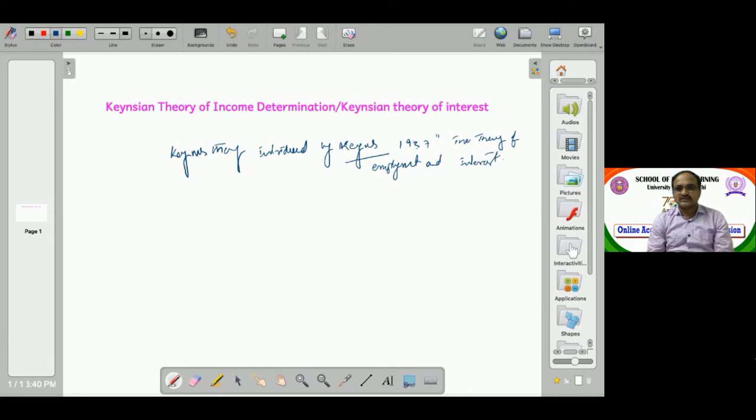That's why sometimes they can ask questions like the Keynesian theory of income and interest, or the Keynesian theory of income determination. Any type of question they can ask, such as discuss the Keynesian theory of interest rate, or explain the Keynesian theory of income determination. In the introduction, we write: the Keynesian theory of income determination was propounded by Keynes in 1937 in his book The Theory of Employment and Interest.